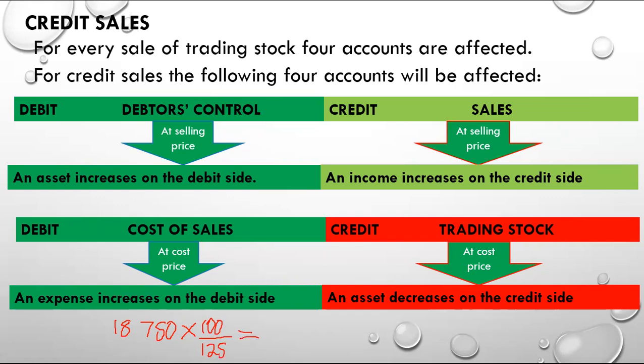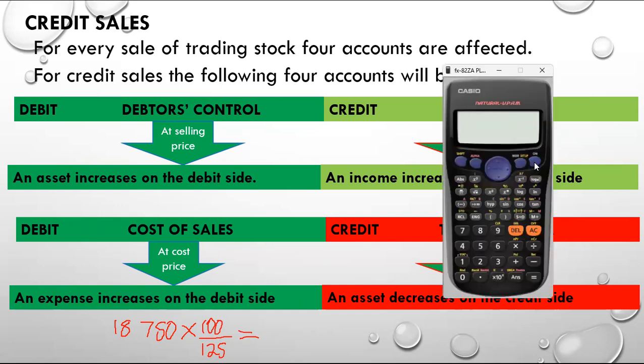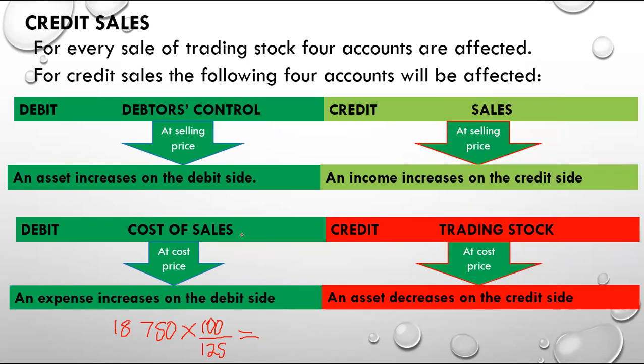How much is the cost price? It will be 18,750 multiplied by 100 and divide this by 125. It will give you 15,000. So the cost price is 15,000, meaning that you are going to debit cost of sales by 15,000 and then credit your trading stock by the same amount, which is 15,000.